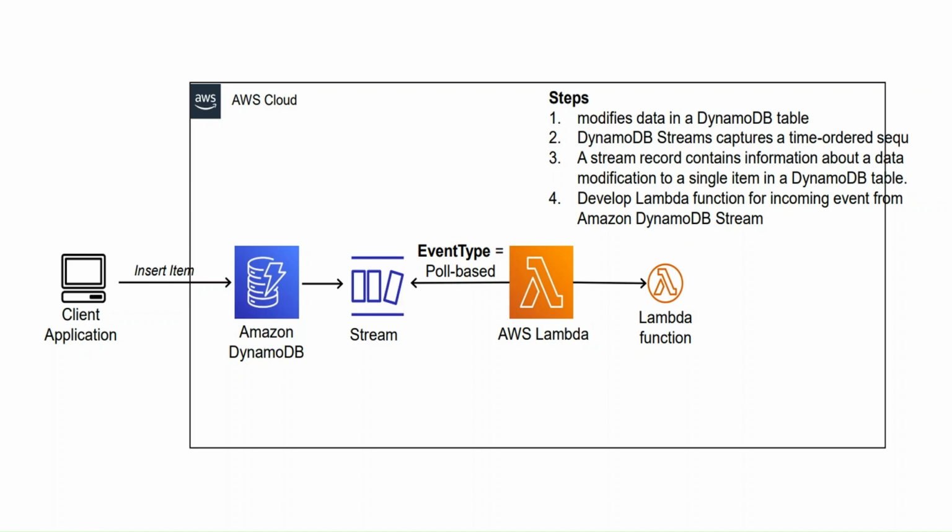Next, AWS Lambda polls the DynamoDB stream for any new changes. When it finds an event, it processes the data. Finally, Lambda triggers a Lambda function. This function can be customized to perform actions like sending notifications, updating another database, or triggering other AWS services. This setup allows you to automatically process changes in DynamoDB without managing servers, making it a powerful example of event-driven architecture.